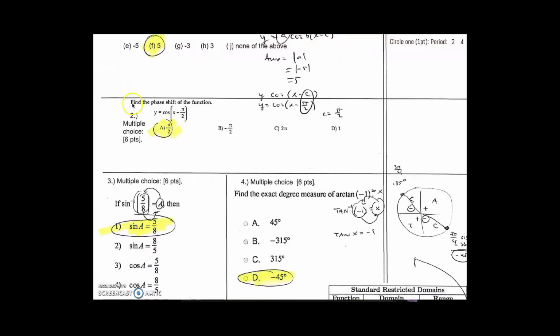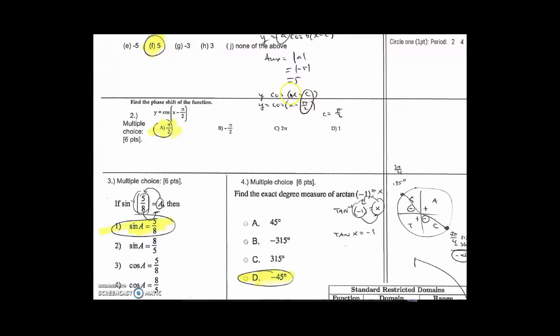Question number 2, find the phase shift of the function. So if I take this and I have y equals cosine of x minus pi over 2, you're basically looking for the phase shift. You're looking for the c value after it's factored. In this problem I gave you a pretty easy one where you don't have to factor anything. And then here you're just looking for the c value.